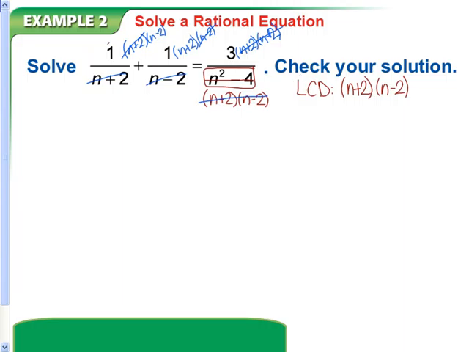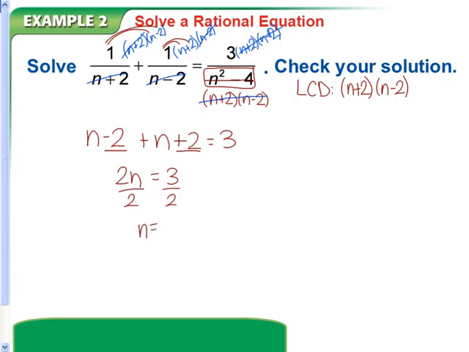All right, on the first one, we're going to distribute 1 through, which is just n minus 2. And then we're going to multiply another 1 through here, which is just n plus 2, and then equals 3. So even though it seemed a little bit more complicated at the beginning, it's actually a little easier now. So we can combine them together to make 2 n's, and then the negative 2 plus 2 makes 0. So equals 3, and then you divide by 2. So n equals 3/2. Whoops, rewrite that.